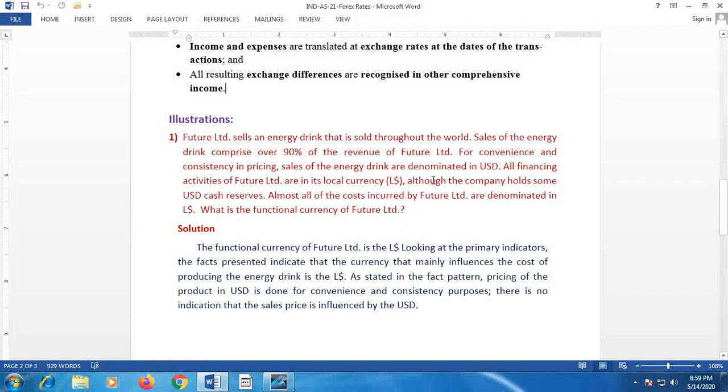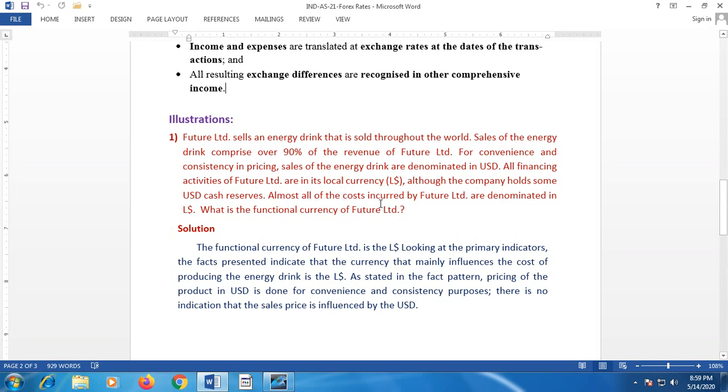That means Future Limited sells a particular product, and that product accounts for 90% of its revenue, and it has selected US dollar for convenience because it sells throughout the world, but US dollar is considered as a convenience currency for record. All financing activities of Future Limited are in local currency, although the company holds some US dollar as cash reserves.